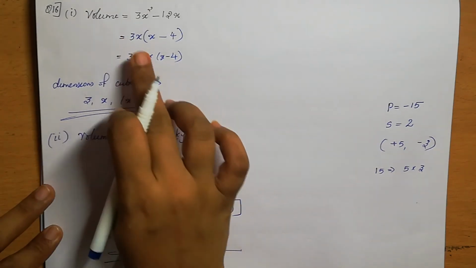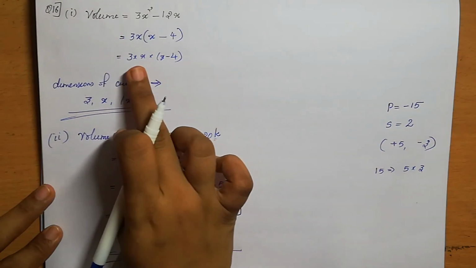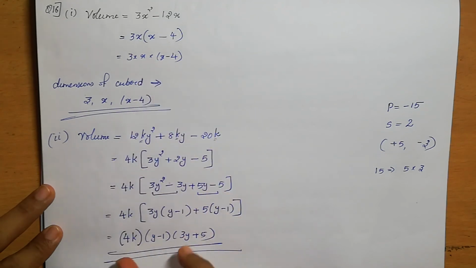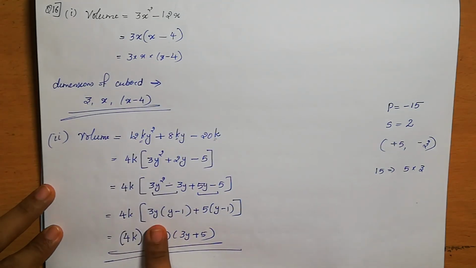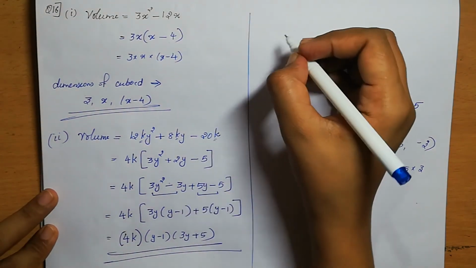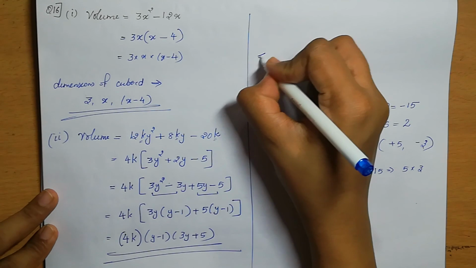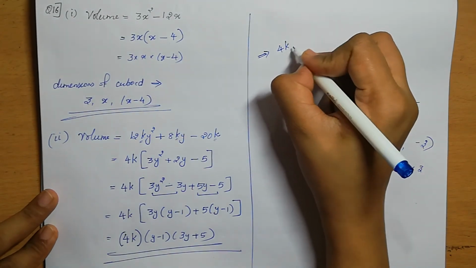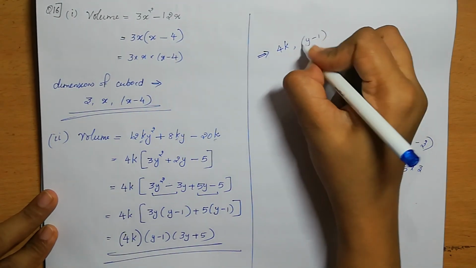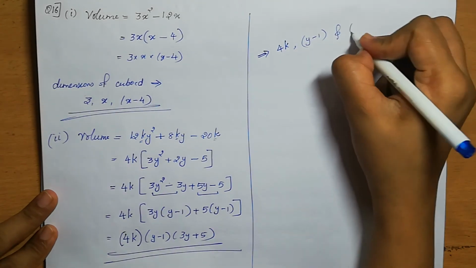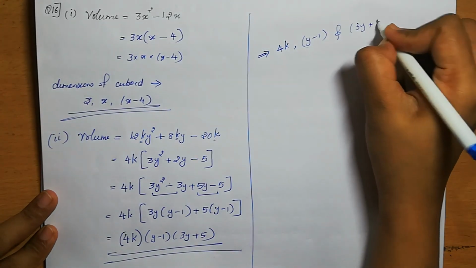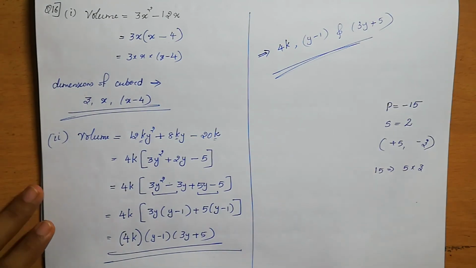Earlier we were splitting 3x because we needed 3 factors. That's why we split the 3x as 3 into x. Here we already have 2 factors, so one more is needed. What is missing? We need to write 4k and 3y plus 5. Here already 3 terms are there, so no need to split this 4k. Therefore the dimensions of the cuboid are 4k, y minus 1 and 3y plus 5. We can write the answer.